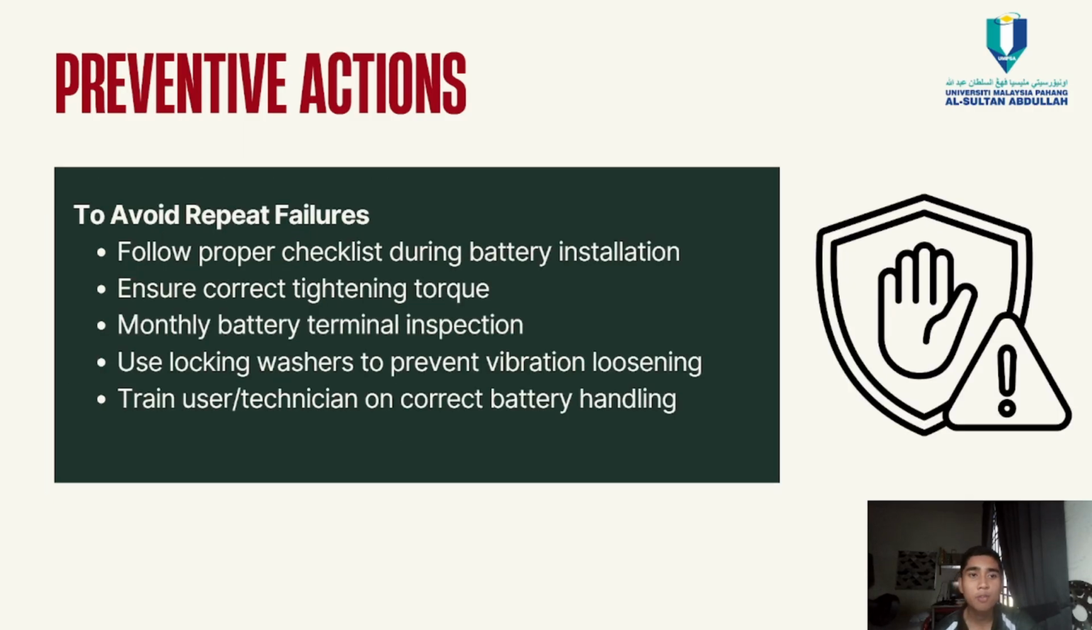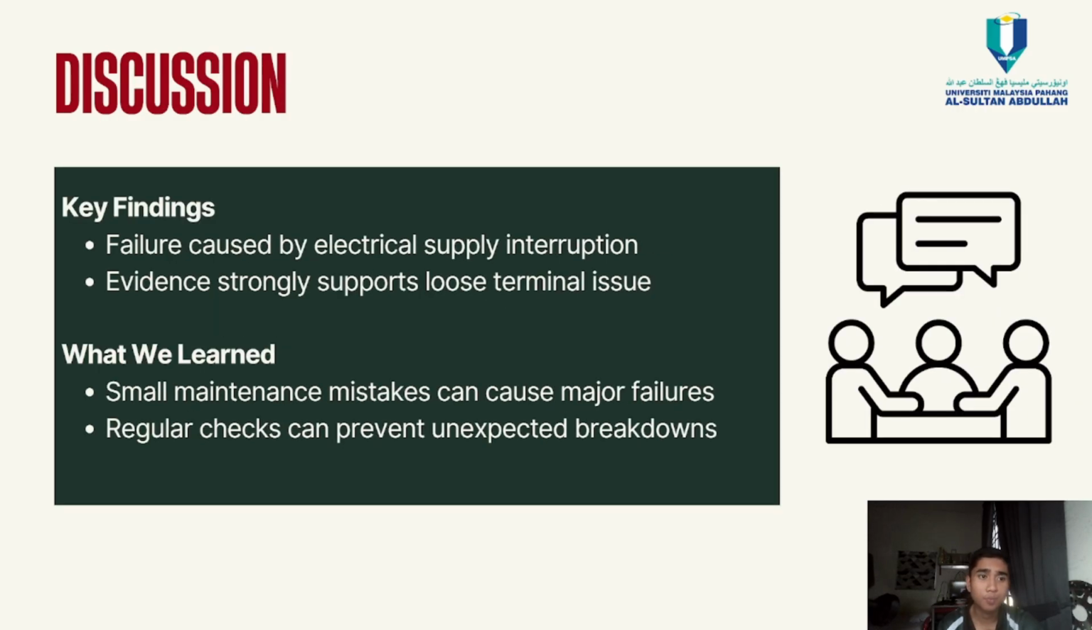So we go to preventive actions. To avoid repeat failures, we must follow a proper checklist during battery installation. The second is to ensure correct tightening torque. Third, monthly battery terminal inspection. Fourth, use locking washers to prevent vibration loosening. And the fifth is to train users, which is technicians, on correct battery handling.